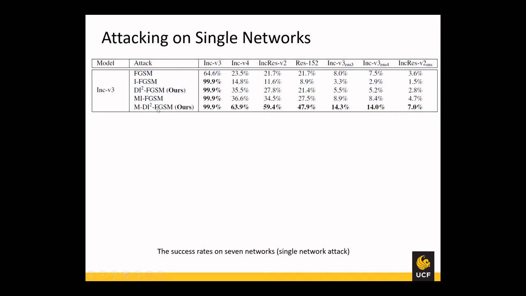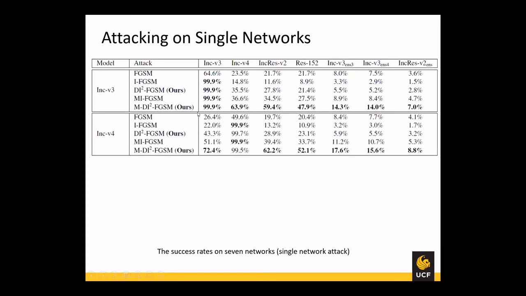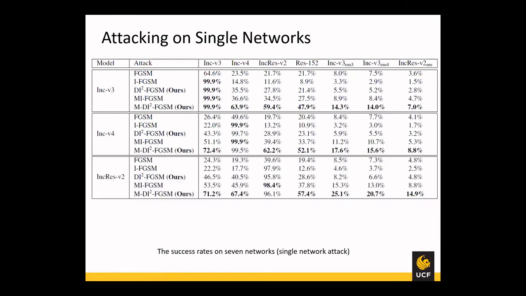So it is easy to see that DI square FGSM is performing way better than IFGSM in all the different cases. And then MDI square FGSM is performing better than MIFGSM in all the different cases. And we can see similar results for the remaining tables as well.